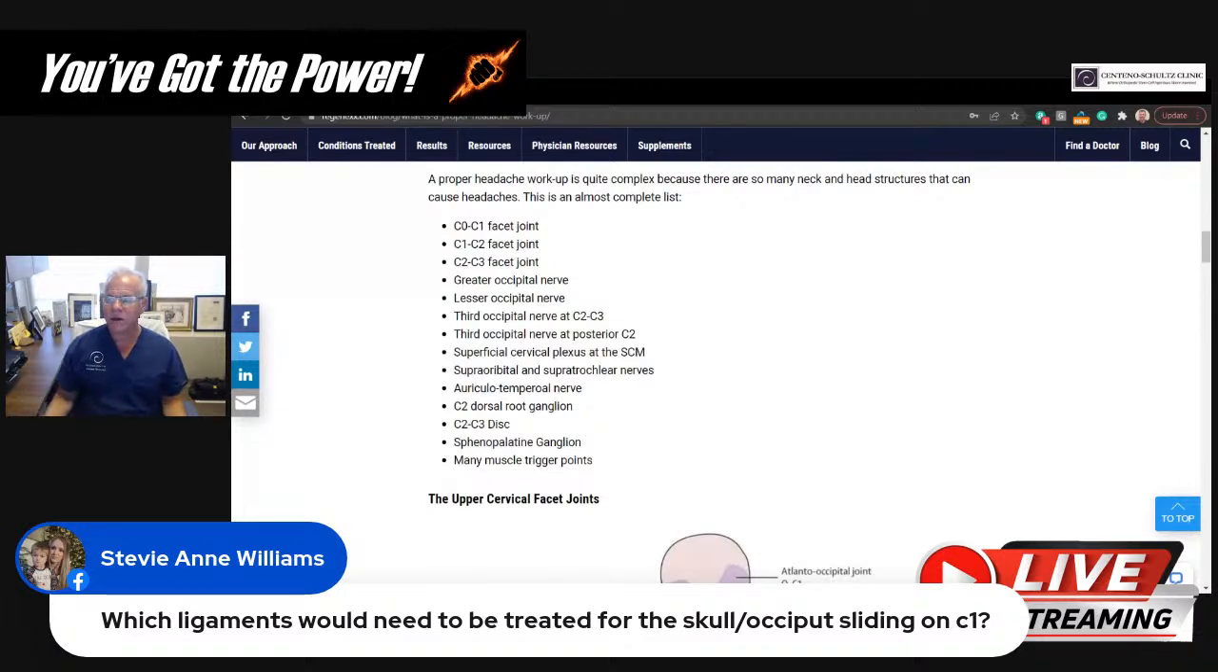So it all depends on how that is sliding and what evidence we have that shows it sliding in that direction, meaning we'd want to see that on movement-based imaging in order to get a sense of what needed to be treated.